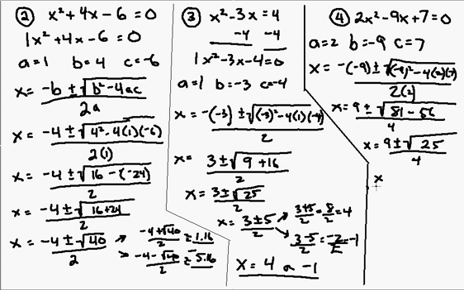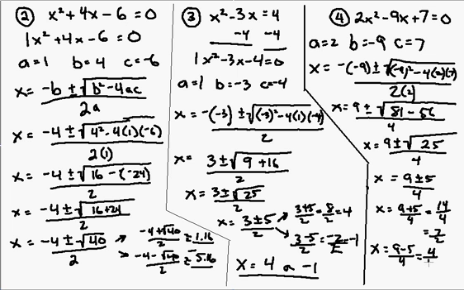So we have x equals 9 plus or minus 5 over 4. So we have x is equal to 9 plus 5 over 4, which is 14 over 4, which is the same as 7 over 2. Or I have x equal to 9 minus 5 over 4, which is 4 over 4, which is 1. So my two answers then are going to be 7 over 2 and 1. Here are my answers for number 2, and here are my answers for number 1.